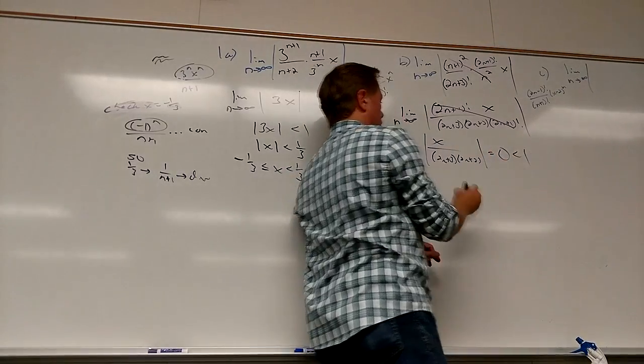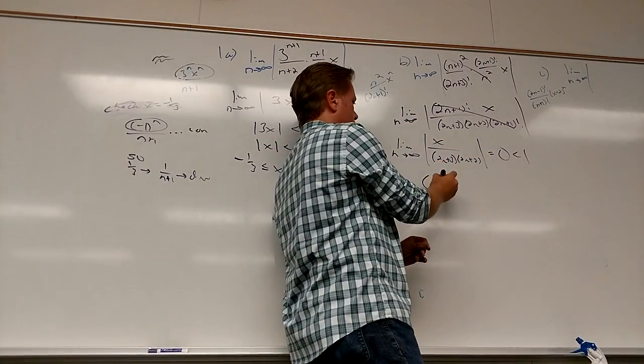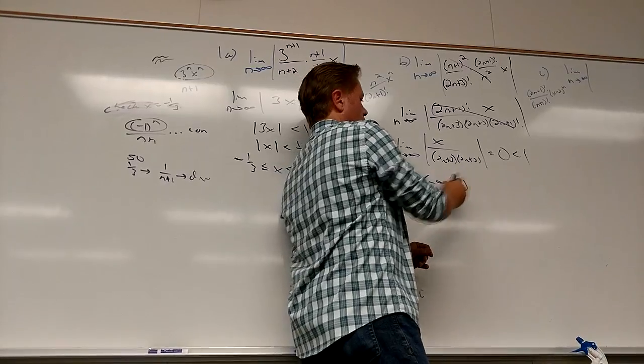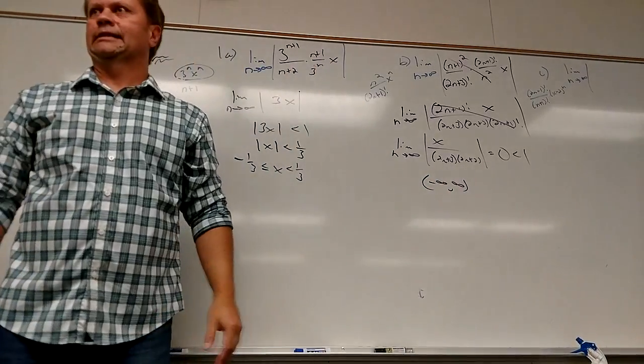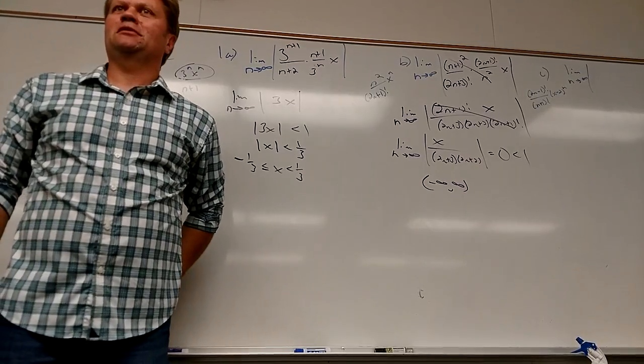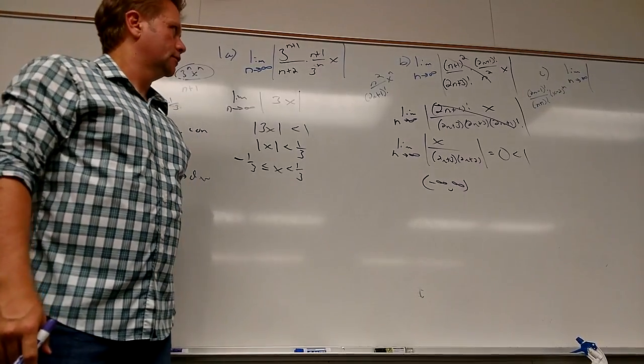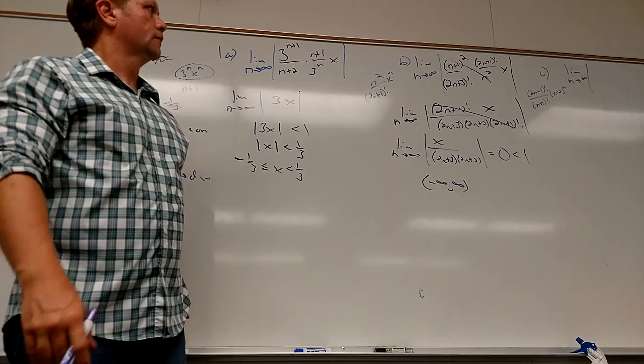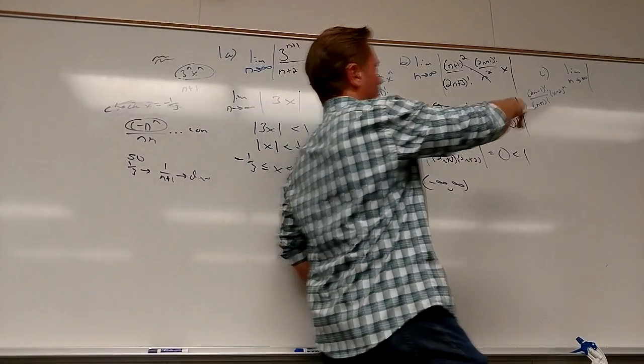Which is always less than 1, so the radius of convergence is infinity. It's not infinity divided by 2, that would be evil. I want somebody to say that. Cut infinity in half. All right.